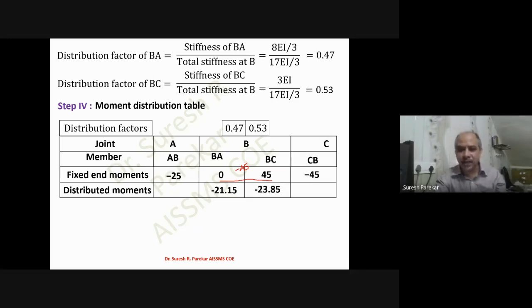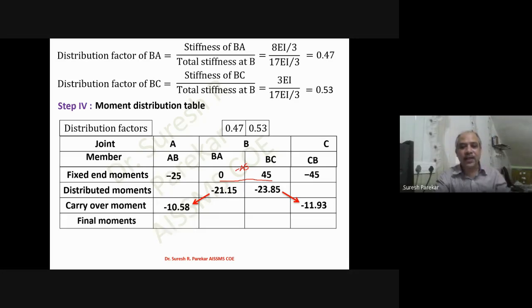Whenever we have a distributed moment, whenever we have a release, it means we are going to apply moment to that joint. So I have to carry over half the moment to the other end, provided my other end is a fixed end. If it is a simple support, then I need not carry it over. But for fixed, I have to carry over. And here I have A also fixed and C also fixed. So I have to go for carryover moment, which will be half of these moments, and then I will get this value of carryover moment, and then we have to stop.